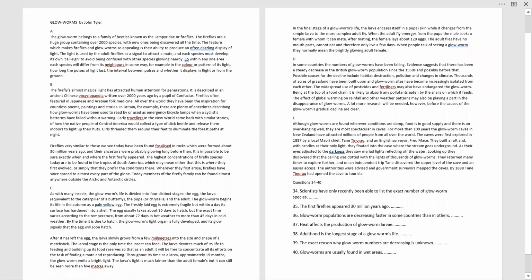The first fireflies appeared 30 million years ago. So as we go to the passage, paragraph B, what it is saying is 20 million years ago. So 20 million, it's not 30. So this is false. The answer to question number 35 is false.